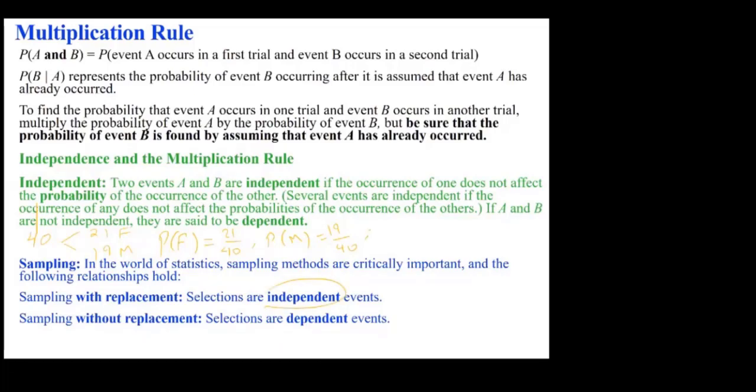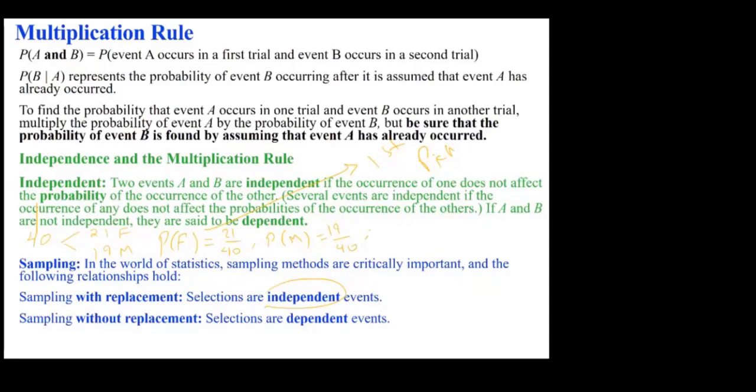However, if you are interested in picking, let's say, two students to be members of a committee, then it's not with replacement. We pick one student. What is the probability that that student is a female? The very first pick would be 21 out of 40. But what happens to the second student? What is the probability that the second student is a female? It really depends. What does it depend on? It depends on what happened in the first place.